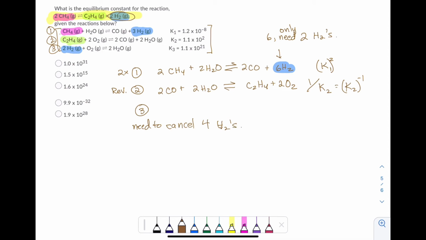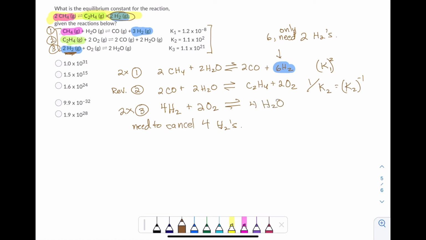H2s. I need to cancel 4. So I'm going to need 4 H2s over here on the left to cancel 4 of the H2s on the right to leave me with 2. Well, how do I get 4 H2s on the left? I need to double reaction number 3. If I double reaction number 3, that gives me 4 H2s on the left. I will also have 2 O2s on the left and 4 H2Os on the right.